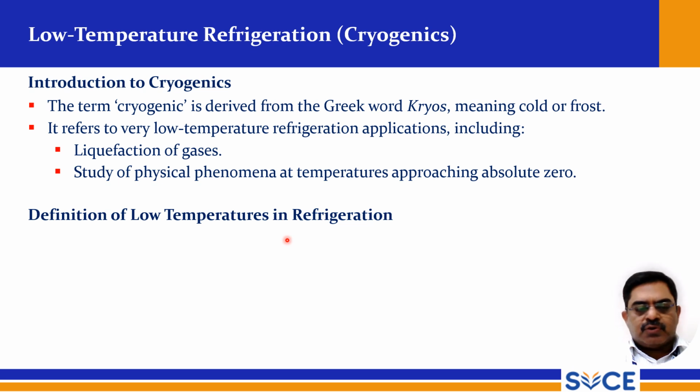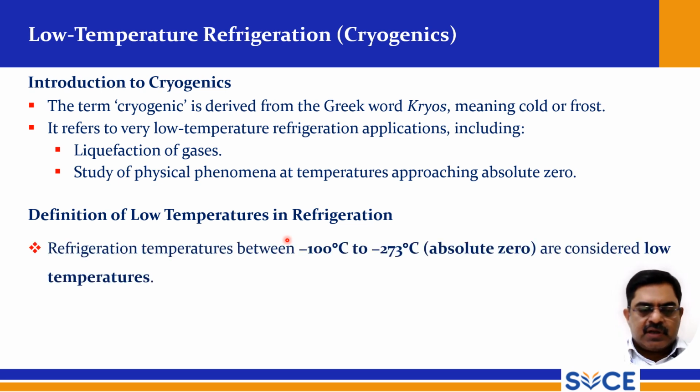So we are going to see the definition here. It is nothing but the refrigeration temperatures between minus 100 degrees Celsius to minus 273 degrees Celsius. So that is absolute zero are considered low temperatures. So minus 273 degree Celsius is also known as absolute zero. So are considered as low temperatures.